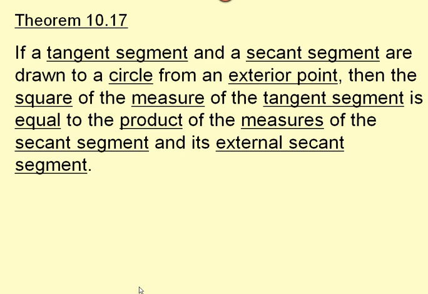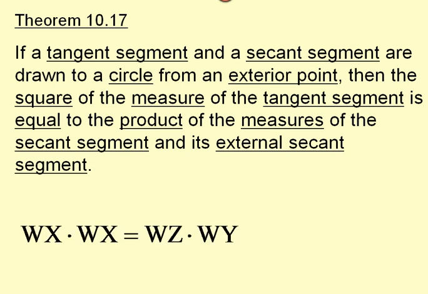Okay, Theorem 10.17. If a tangent segment and a secant segment are drawn to a circle from an exterior point, then the square of the measure of the tangent segment is equal to the product of the measures of the secant segment and its external secant segment.